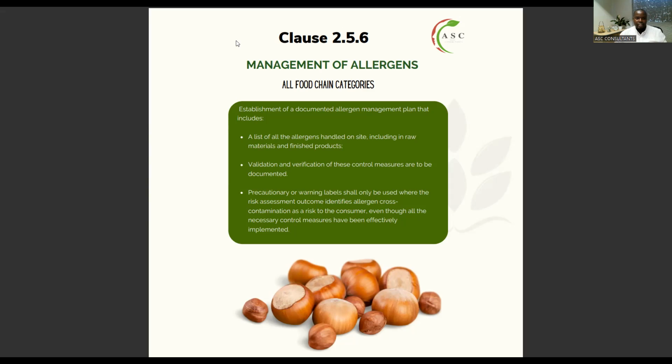Okay, so then it goes further that precautionary or warning labels shall only be used where the risk assessment identifies allergen cross-contamination as a risk to the consumer, even though all the necessary controls have been effectively implemented. It also specifies that all personnel shall receive training in allergen awareness and specific training on allergen control measures associated with their area of work.